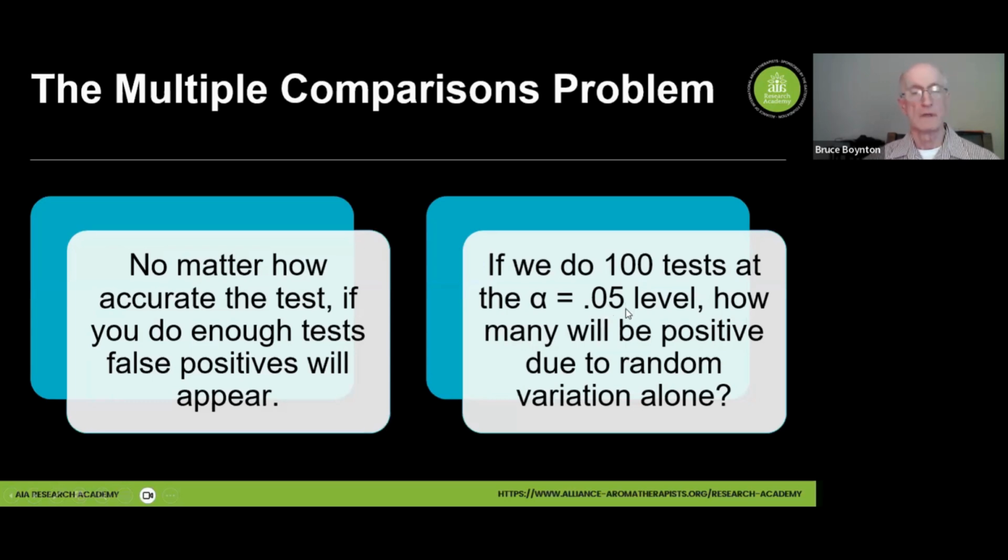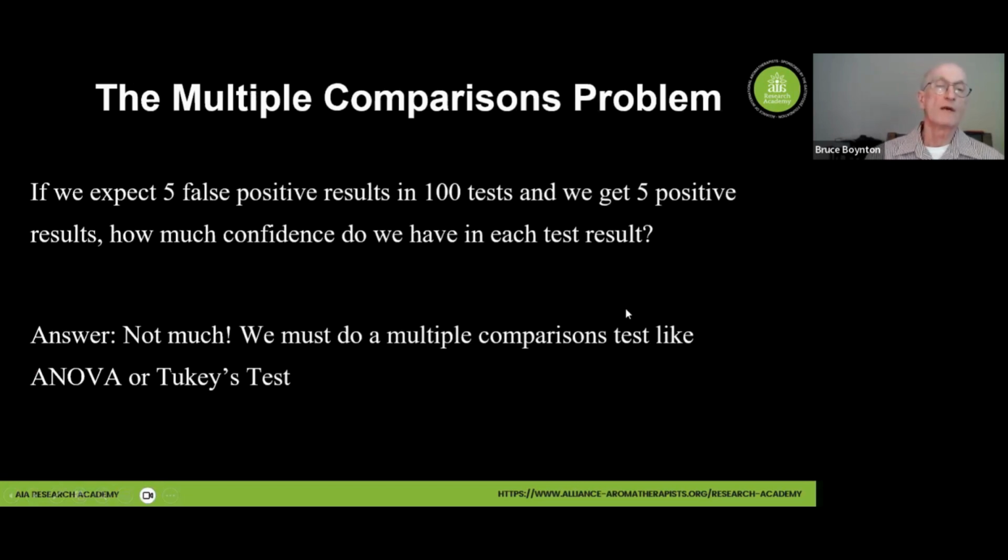So that's 5. Now, here's another question. If we expect 5 positive results in 100 tests and we get 5 positive results, how much confidence do we have in each test result? Well, you don't have any confidence. That's what you would expect from just random variation. And to determine if anything is really truly positive, you have to do further tests, which I won't go into here, like analysis of variance, Tukey's test, Bonferroni's, and so forth and so on.